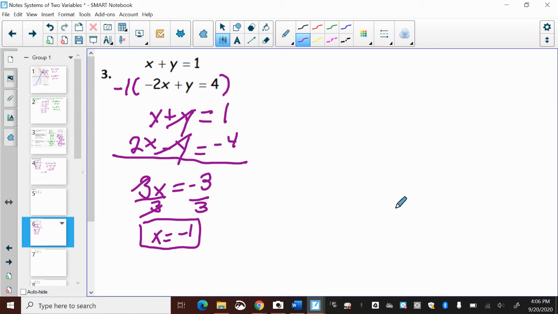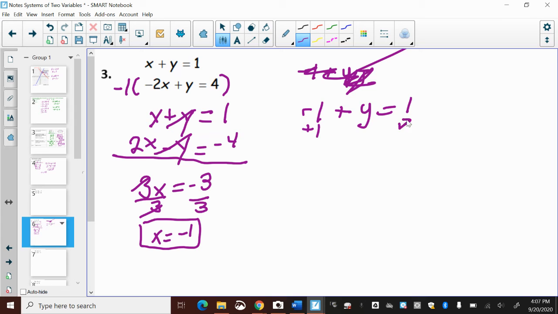Now that I know what x is, we're going to use one of these two equations here. I'm definitely going to pick this top one. It's a lot easier of a problem to work with. So we're going to put negative 1 in for this x. Whoa, hold on. That's kind of messy. Let's try this again. I don't know what happened there. Negative 1 plus y is equal to 1. Want to isolate the y, so we're going to add 1 to both sides. And we get y is equal to 2.